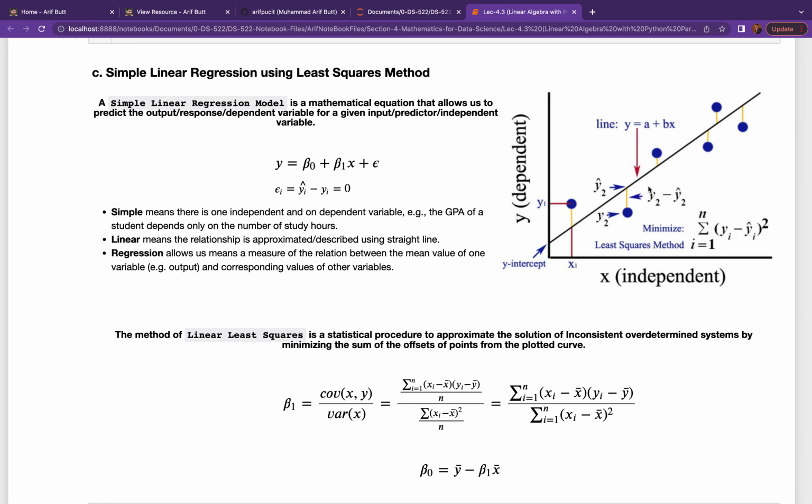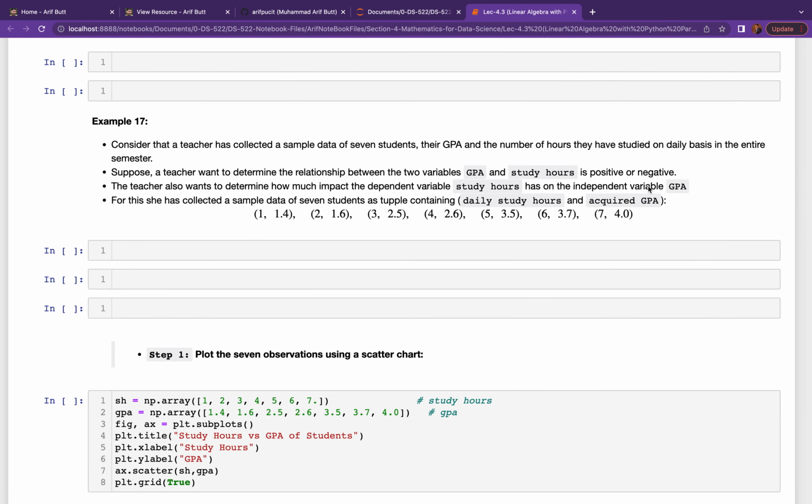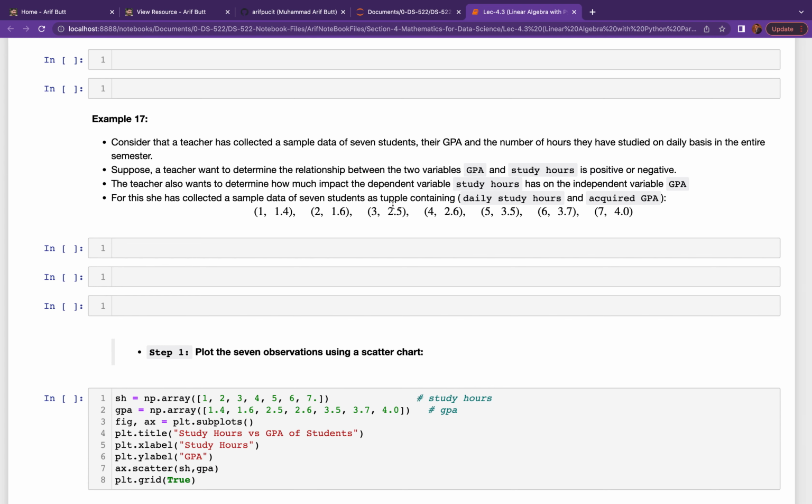I think enough of theoretical concepts. Let us do all this in Python for a proof of concept. So this is the scenario. Consider these 7 data points. Each data point consists of 2 values. The x value is the number of study hours and the y value is the corresponding GPA achieved by that particular student.